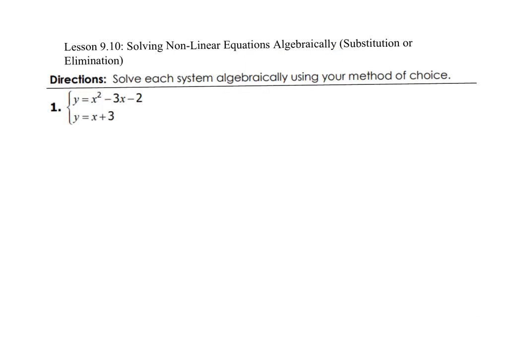On our example number 1, notice it says solve each system algebraically, so we're not going to type these into our graphing calculator. And it says use the method of your choice. I look at my equations. I have y equals x squared minus 3x minus 2, and I also have y equals x plus 3. I am going to use substitution on this problem.